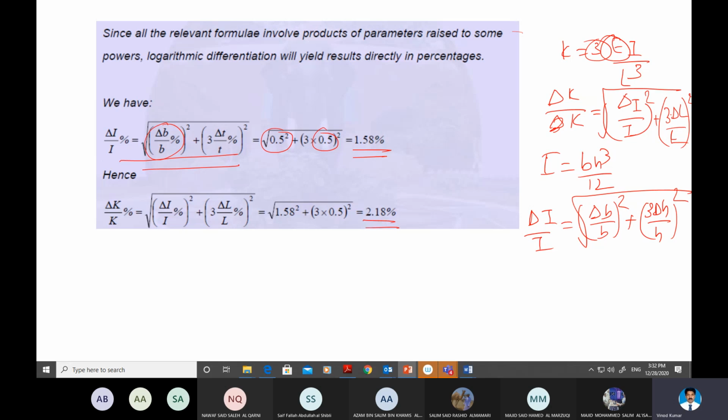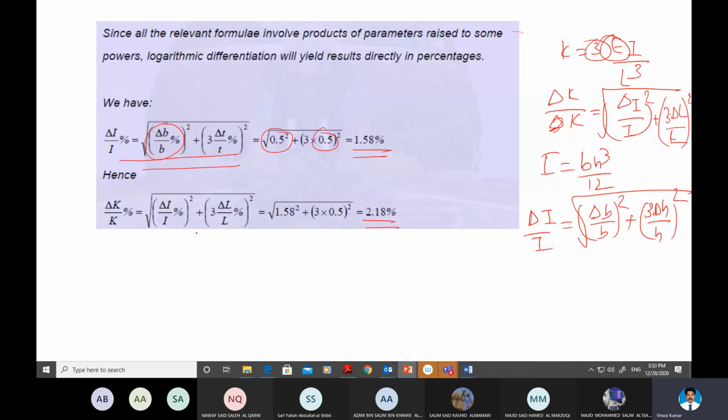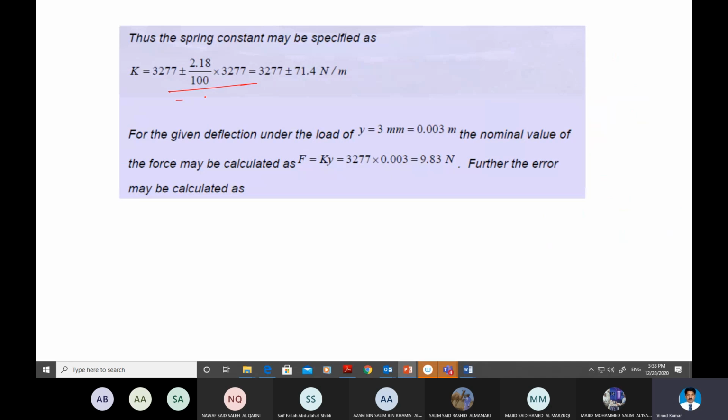Any doubt, any questions in this you can ask? Because in order to calculate delta K over K, you need delta I over I. So delta I over I is calculated from here and then substituted here to get delta K over K. So you got delta K over K. From here we can calculate K, which is equal to 3277 plus or minus 71.4 Newton per meter.